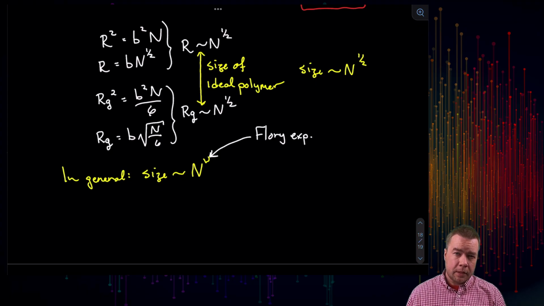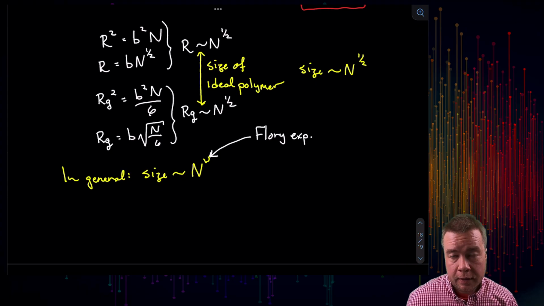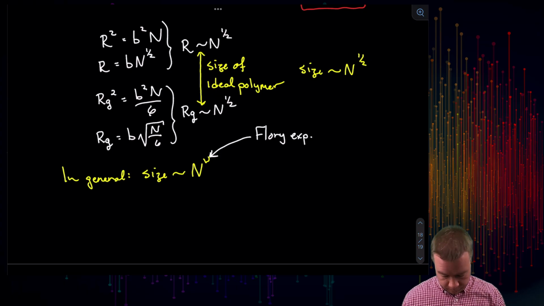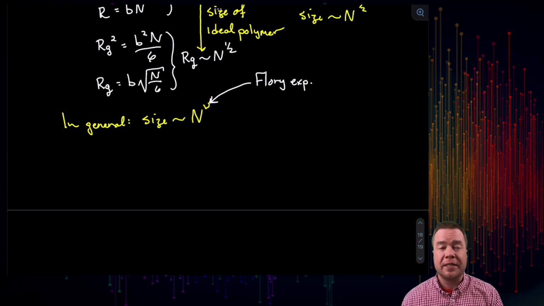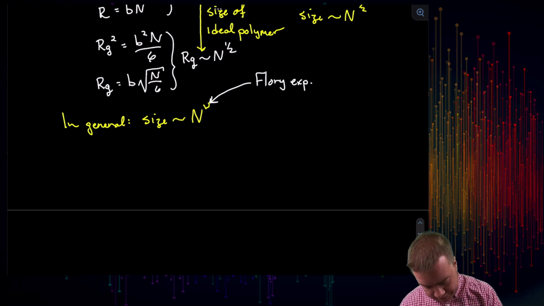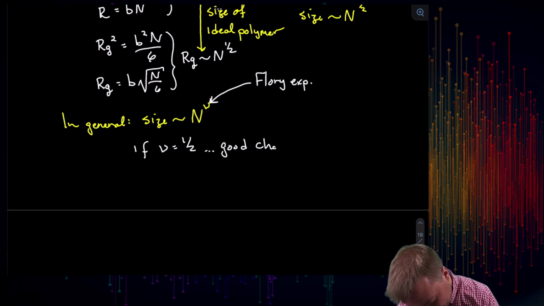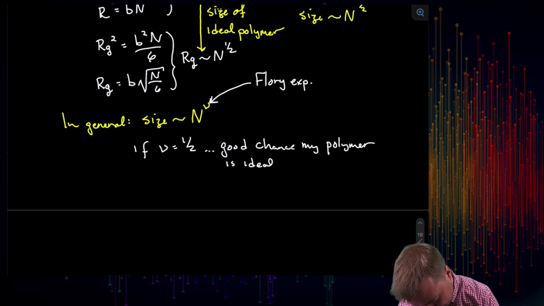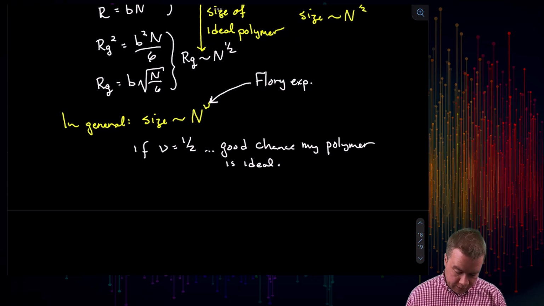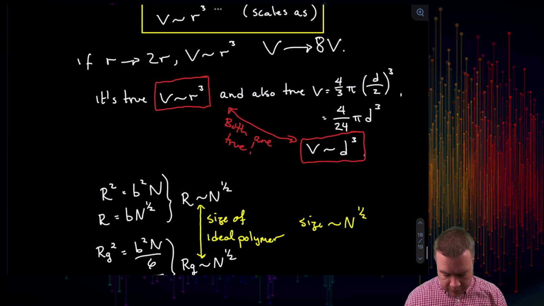All right. Now, why is this important? Because if I were to measure a polymer chain, and let's say I measure its size for many different molecular weights, if I found that nu is equal to 1/2, then there's a good chance my polymer is ideal. Okay, so this Flory exponent is very, very, very important. But we're not going to really mess with it that much until next semester. So that's what I mean by scaling.